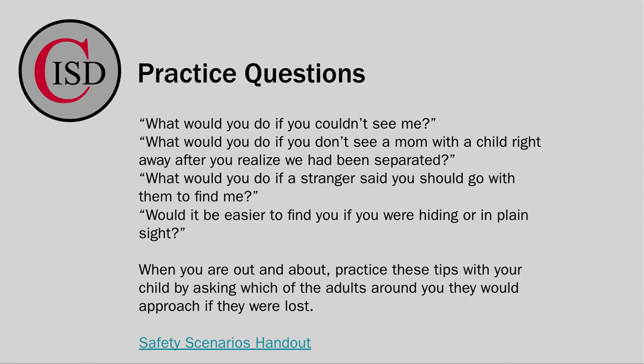When you are out and about naturally in the community, it's a great time to practice these tips with your child. Letting them practice being able to identify a safe adult or a safe place is a great way for them to learn. The following link has a safety scenarios handout that you can use to practice additional questions and scenarios with your child. This is a screenshot of the handout that you'll get at the end of this presentation.